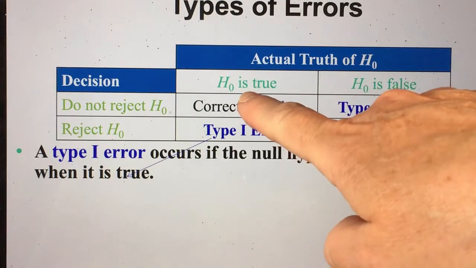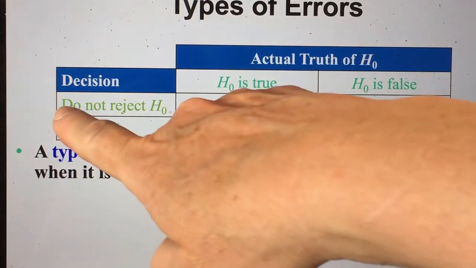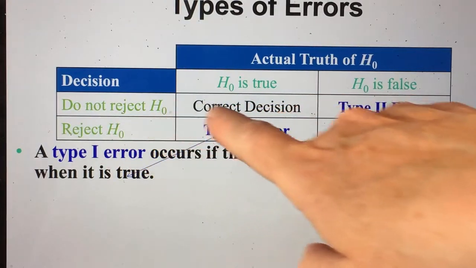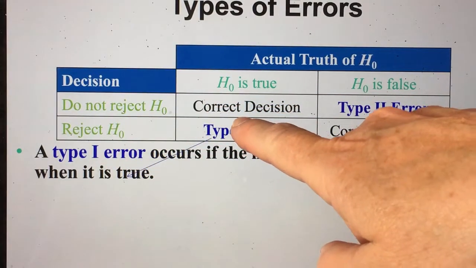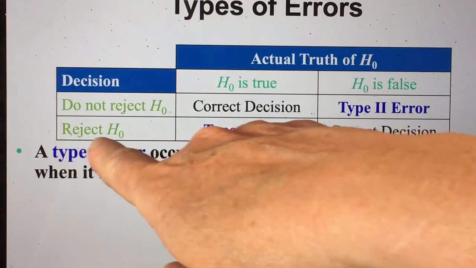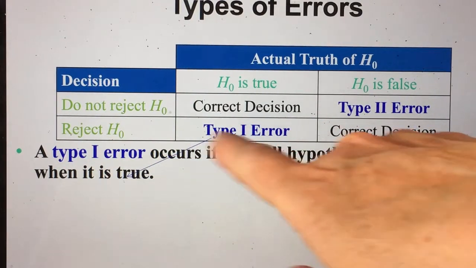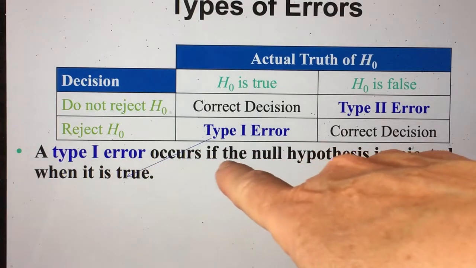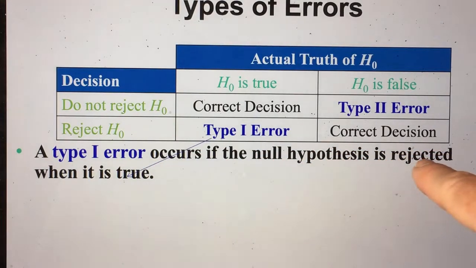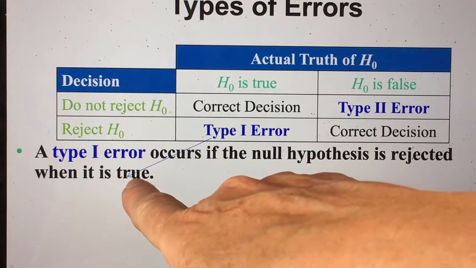Suppose H sub O is true, and you do not reject H sub O. That is the correct decision. But what if H sub O is true and you actually reject it? That is called a type 1 error. A type 1 error occurs if the null hypothesis is rejected when it is true.